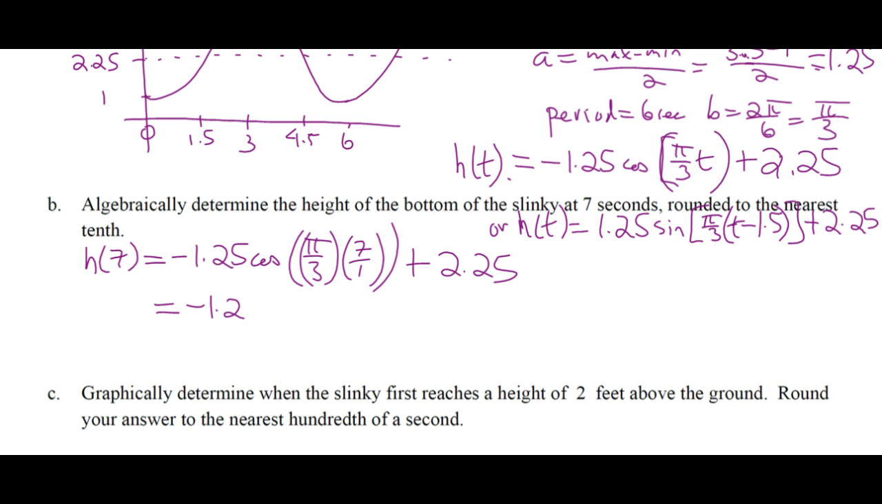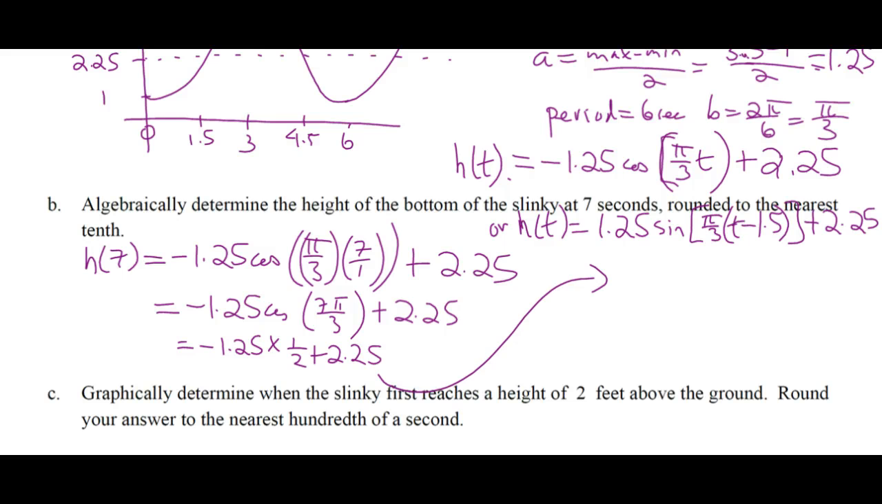So negative 1.25 cos 7 pi over 3. Well, that's the same as pi over 3, right? Because 2 pi is 6 pi over 3, so 7 pi over 3 is just 1 pi over 3. The cos of pi over 3 is 1/2. Okay, so we don't need a calculator there. So negative 1.25 times 1/2 plus 2.25. Maybe we do need a calculator.